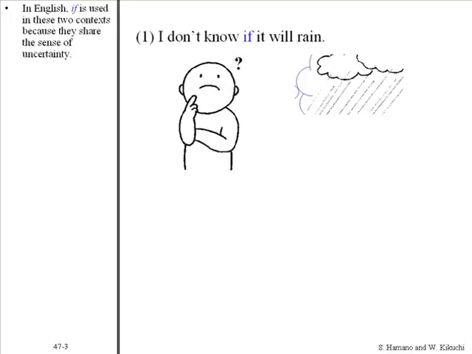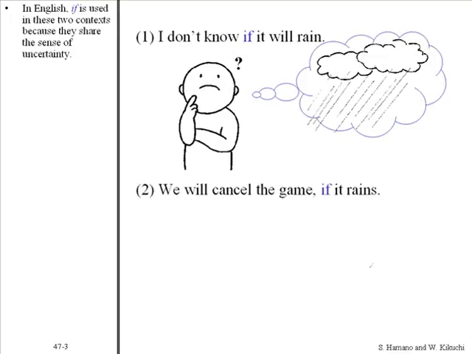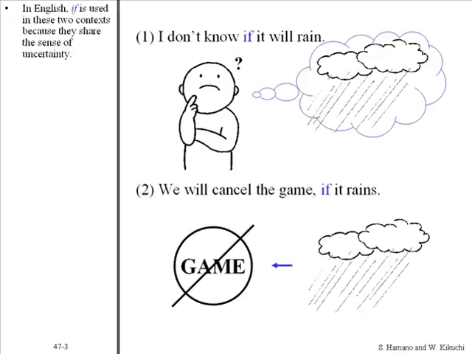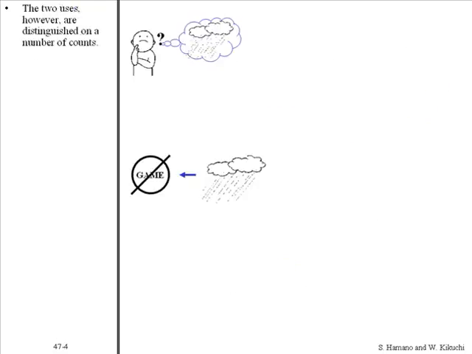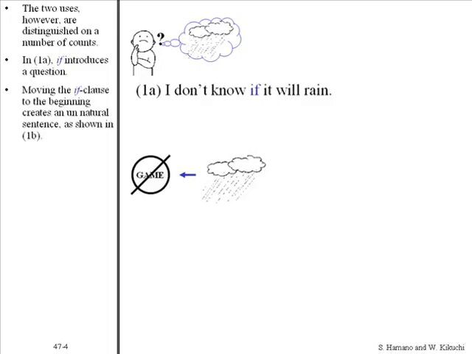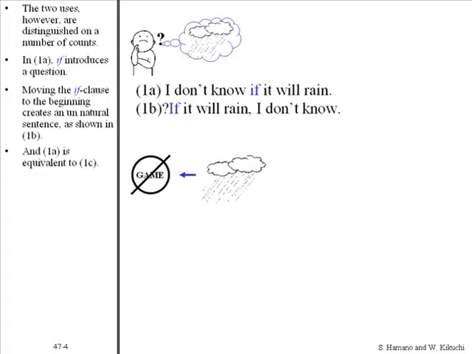In English, if is used in these two contexts because they share the sense of uncertainty. The two uses, however, are distinguished on a number of counts. In 1a, if introduces a question. Moving the if clause to the beginning creates an unnatural sentence as shown in 1b. And 1a is equivalent to 1c.